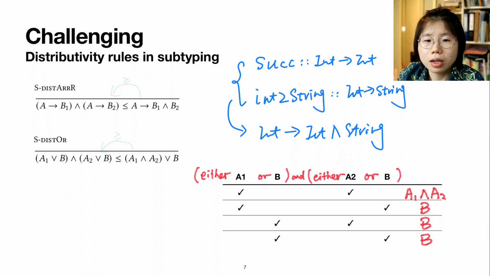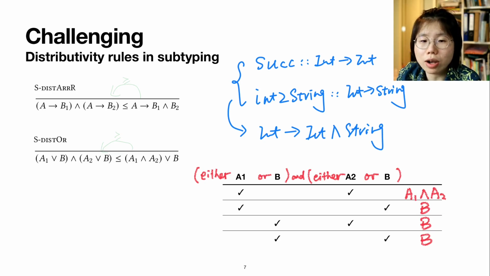For example, given two functions that both take an integer, by the first subtyping rule, we can treat them as a single function which passes the input to both the successor function and the int2string function. And then it can combine the two results, which has type int intersection string. And if we already have such a function from type int to int intersection string, we can use it as a function of either int to int or int to string.